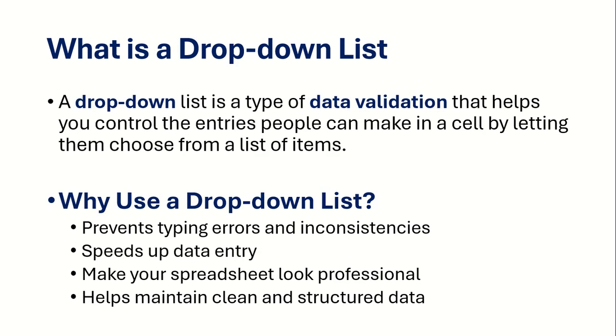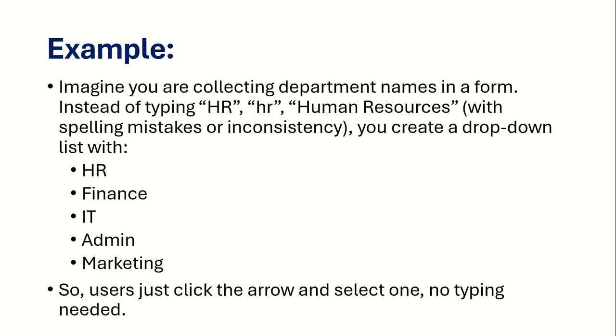So what is a drop-down list? A drop-down list is a type of data validation. That means we have different types of data validation. A drop-down list is a type of data validation that helps you control the entries people can make in a cell by letting them choose from a list of items, just like I've said earlier. Why use a drop-down list? Prevent typing errors and inconsistencies, speed up data entry, make your spreadsheet look professional, and help maintain clean and structured data.